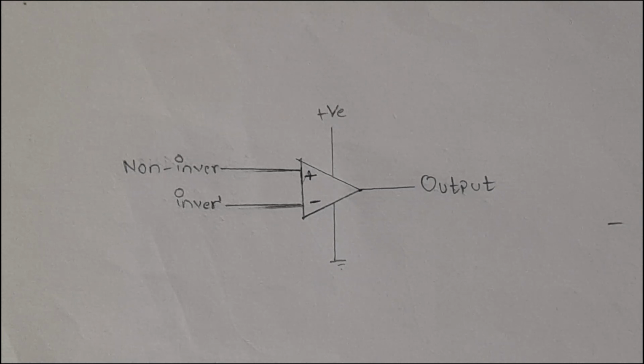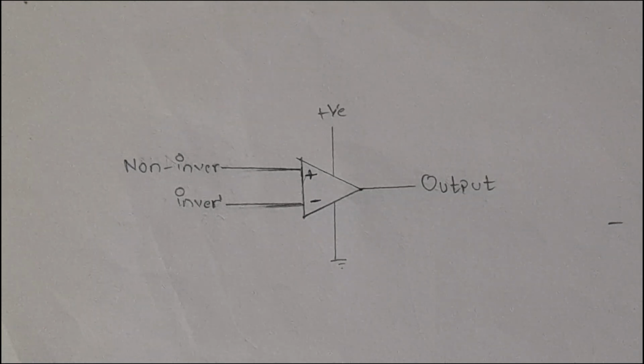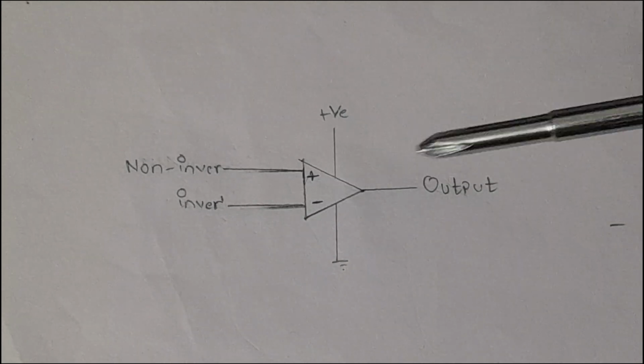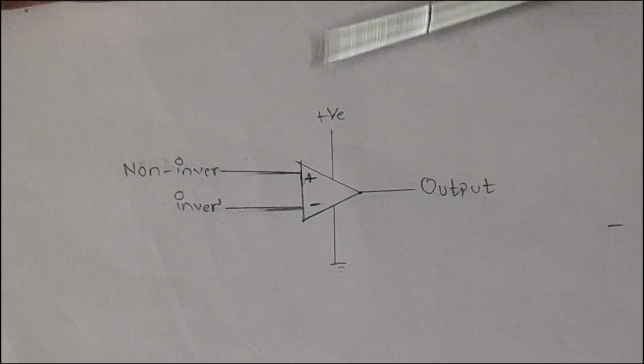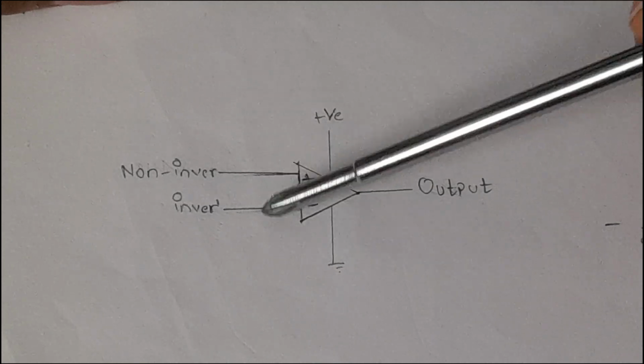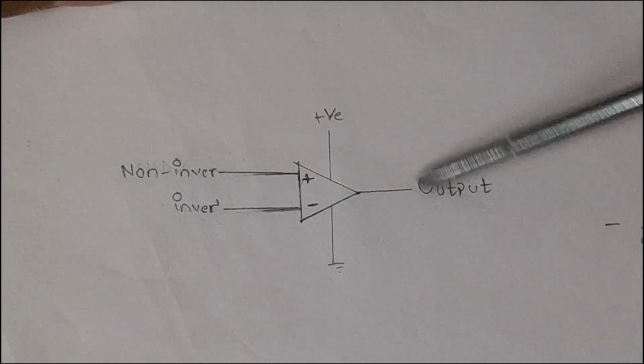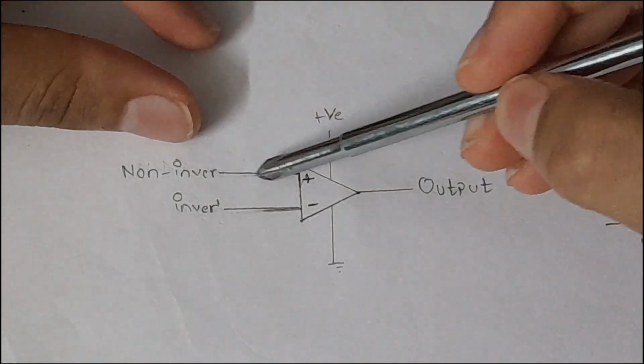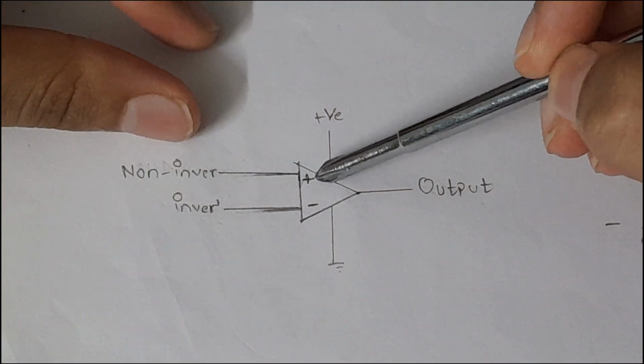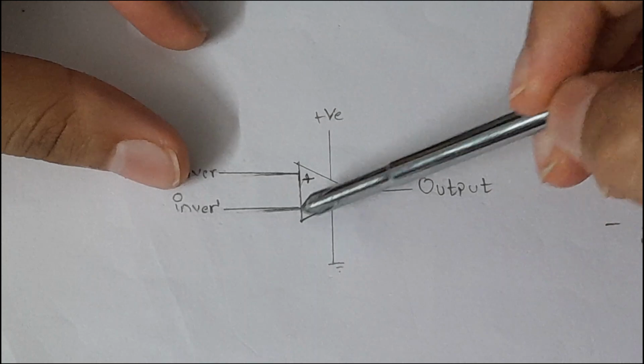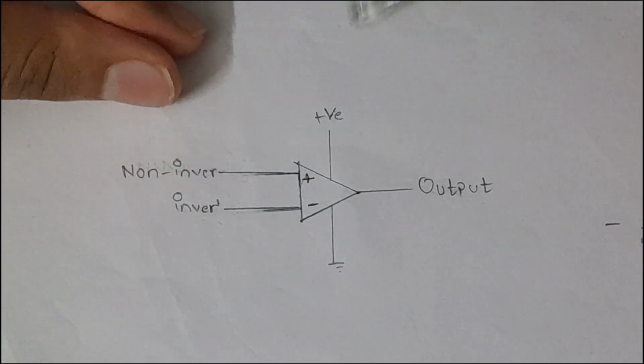So today let's talk about a component called the op-amp. Let's explore it. The op-amp has two input terminals and one output terminal. The inputs are called the non-inverting and inverting input, and the output is called output. The non-inverting input is symbolized by a plus sign and the inverting input by a negative sign.